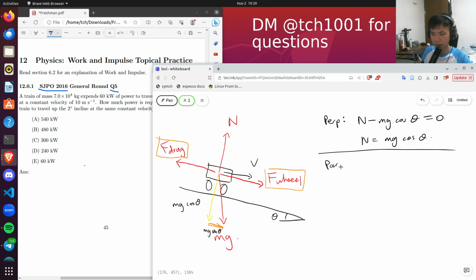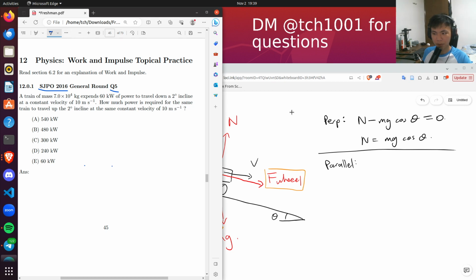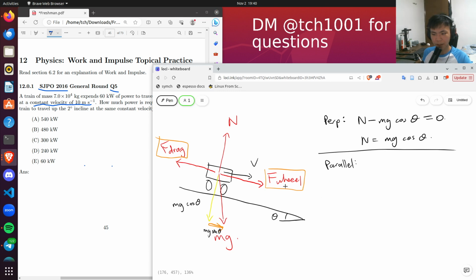Okay, so anyway, that aside, now we can focus on the parallel components. What does the condition of constant velocity tell us? It tells us that there's no net force acting on the train. This might seem weird. Why aren't we trying to drive it with the wheel? There's gravity. Why is there no net force acting on the train? The reason is due to drag. Initially, if the velocity is zero, drag is zero, so the train accelerates faster and faster, accelerates downward.